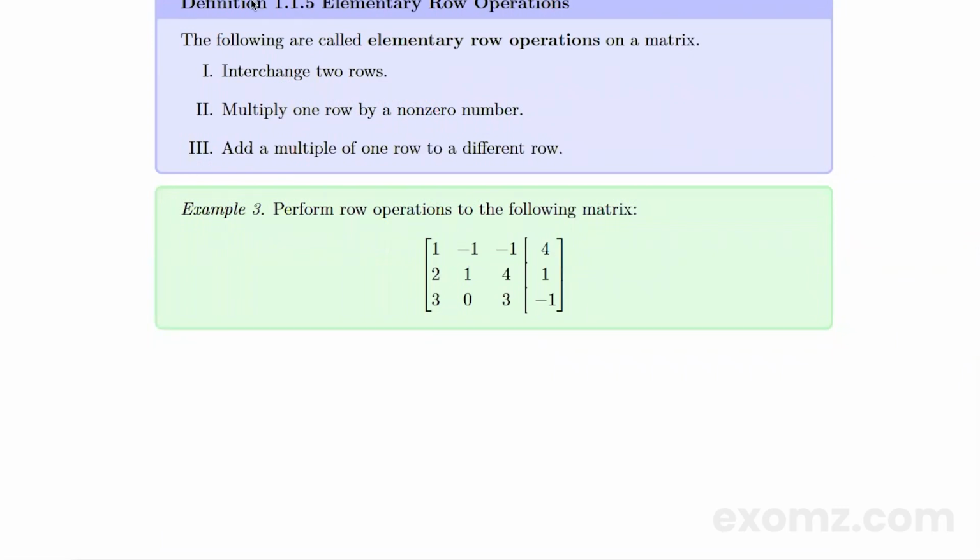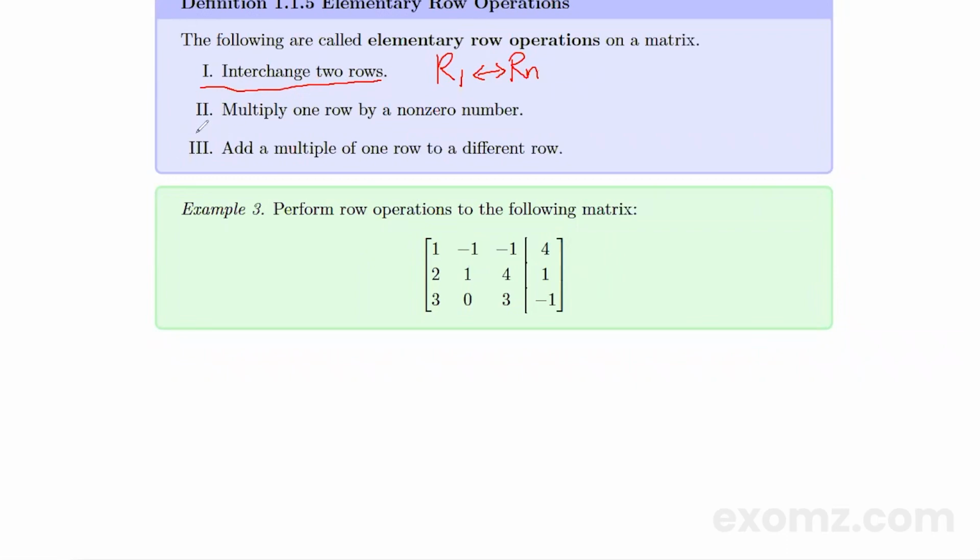Moving on, let's talk about elementary row operations on a matrix. Elementary row operations help us to simplify any matrices. It has three main rules. The first rule is that it allows us to interchange two rows. That means you can swap row 1 with any other row. It can be row 2, row 3, depending on how many rows your matrix has.